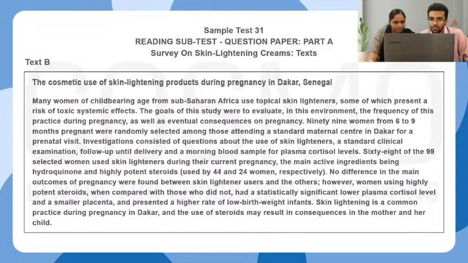Yeah, here we got the keyword main active ingredients. That's in line number 7, I think. So the sentence goes like this: 68 of the 99 selected women used skin lighteners during their current pregnancy, the main active ingredients being hydroquinone and highly potent steroids, used by 44 and 24 women respectively. So, okay, can you tell us the main active ingredient used by the majority of women in Dhaka?